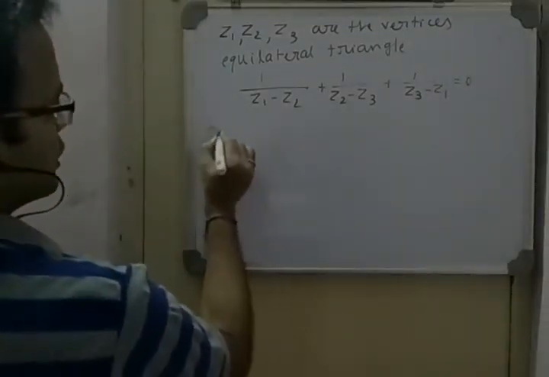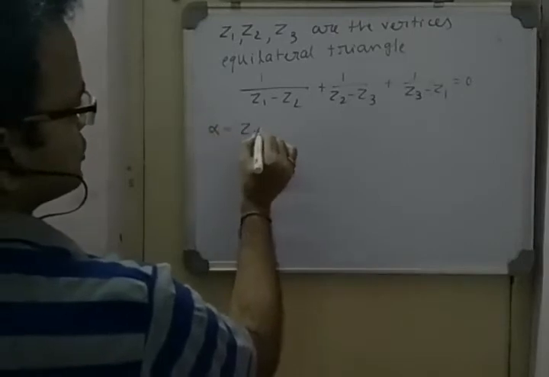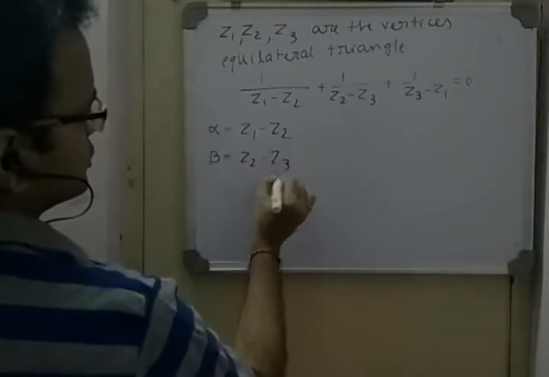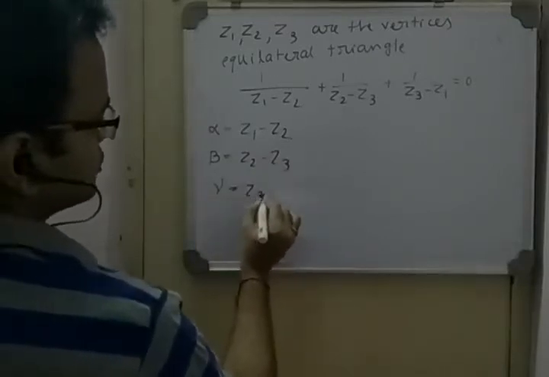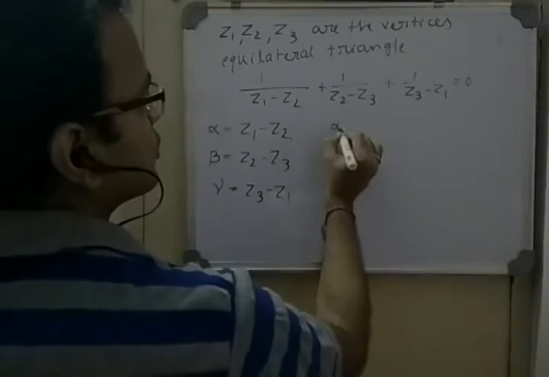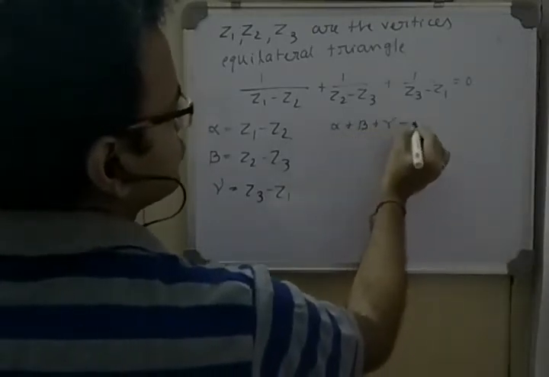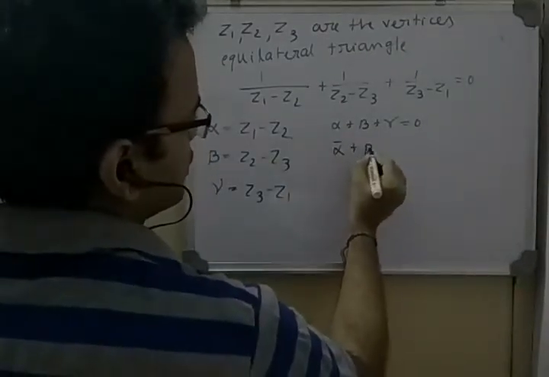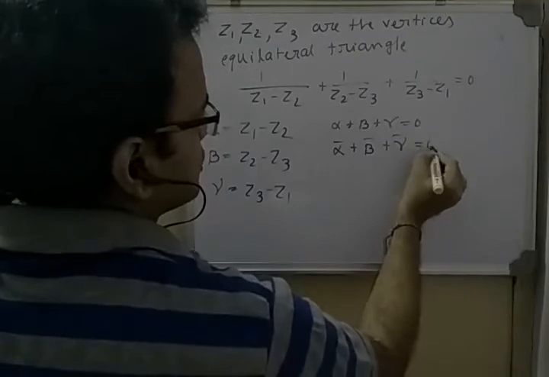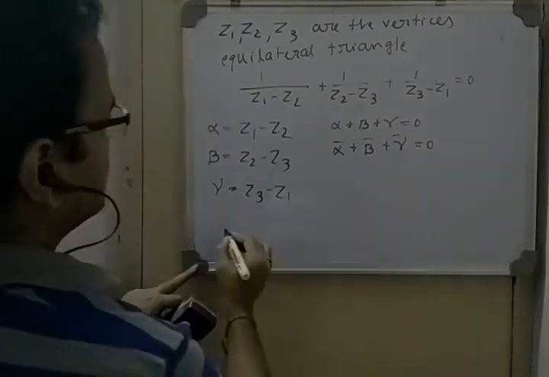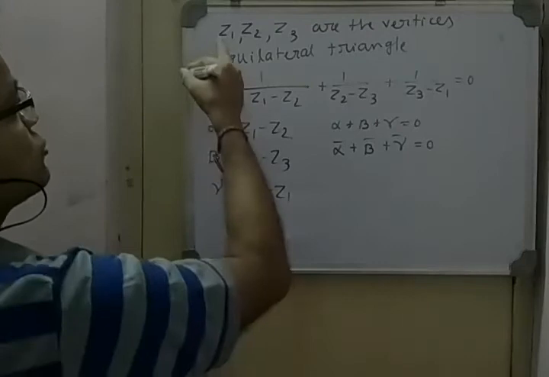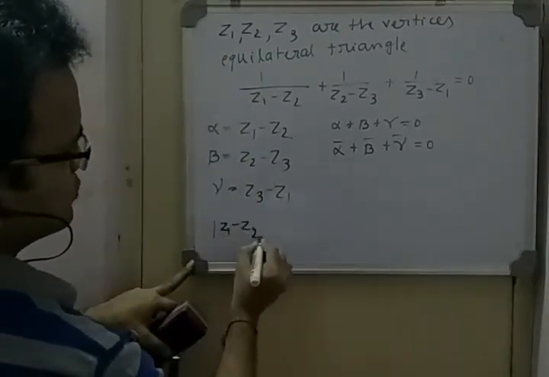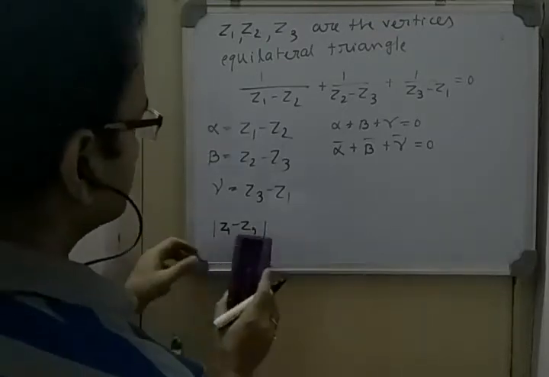So let us consider alpha equal to Z1 minus Z2, beta equal to Z2 minus Z3, gamma equal to Z3 minus Z1. So we know alpha plus beta plus gamma equal to 0, so the conjugate of this is also 0. That means alpha bar plus beta bar plus gamma bar equal to 0. Now we know this is an equilateral triangle, so the distance between Z1 and Z2 is mod of Z1 minus Z2, that is mod of alpha.